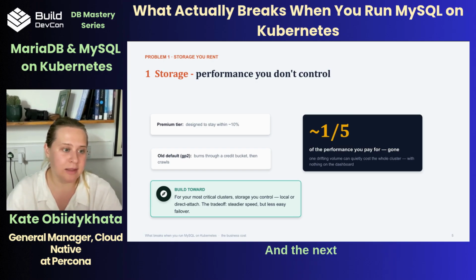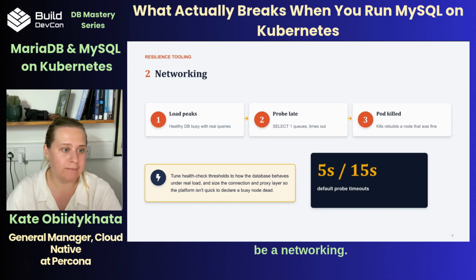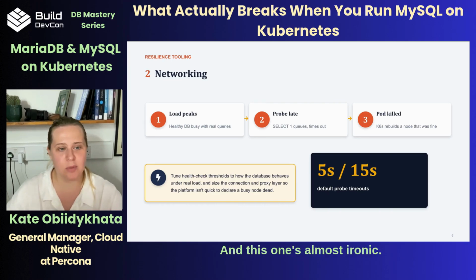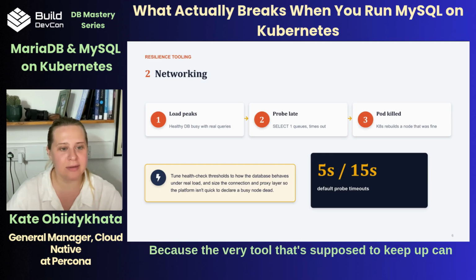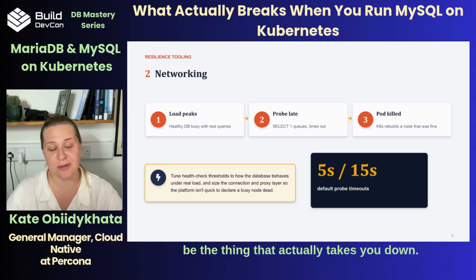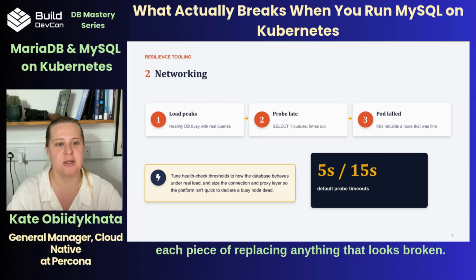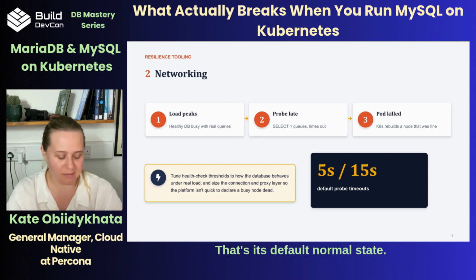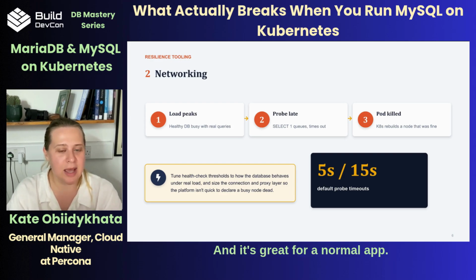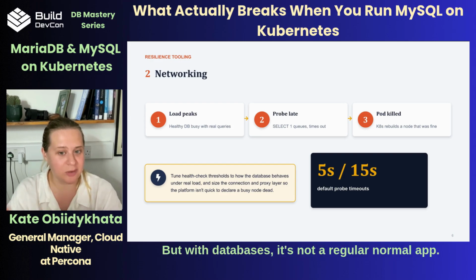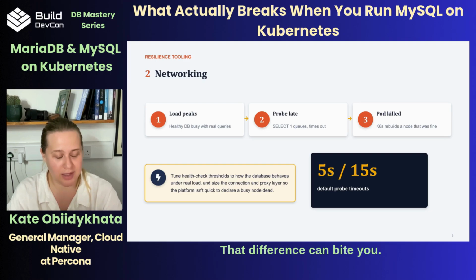And the next one would be networking. And it's almost ironic, because the very tool that's supposed to keep you up can be the thing that actually takes you down. So Kubernetes keeps things healthy by checking each piece and replacing anything that looks broken. That's its default, normal state. And it's great for a normal app, but a database is not a regular normal app. That difference can bite you.